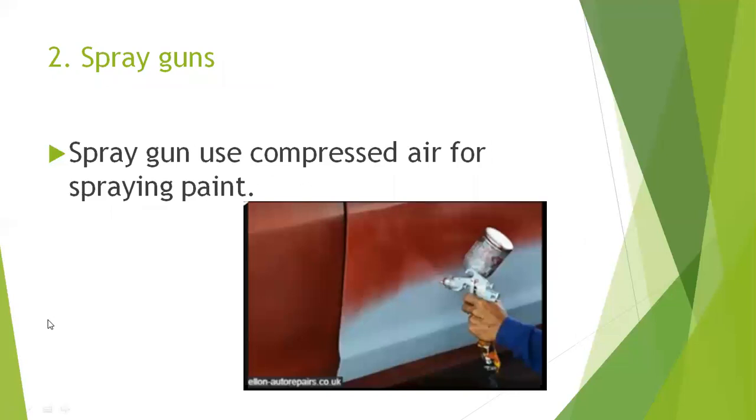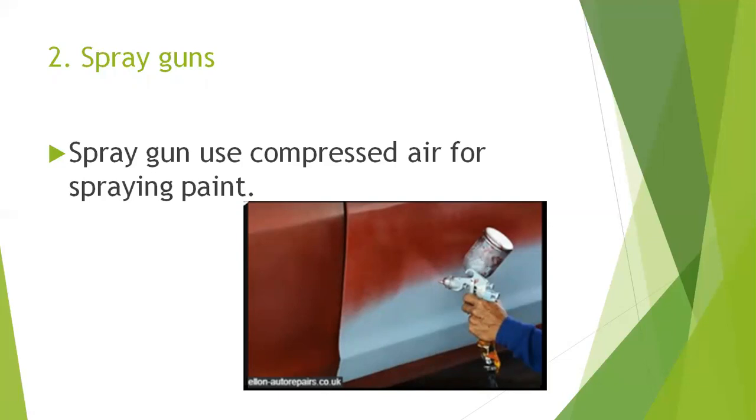The next one is spray guns. Here is a person who is just painting his car, or he might be the mechanic. In this small container, there is a paint, and behind this pipe there is a big machine, which is actually what? Which is a compressor. We have filled this particular jar with the paint. Then what happens?